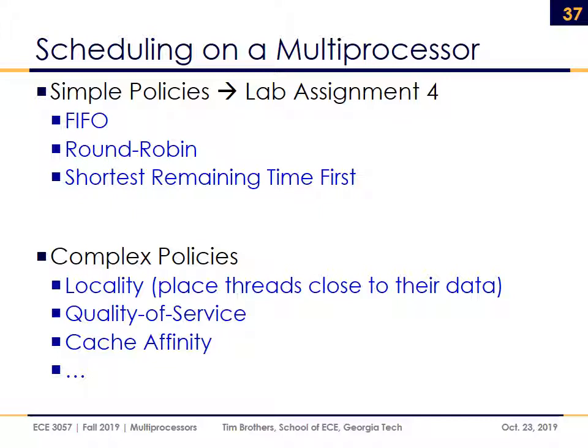Complex policies, locality, place threads close to their data. We haven't even started to talk about the actual physical locality, but as you start to get bigger and bigger and bigger systems, especially systems that are distributed across a data center, for instance, where the physical data might be stored in one place and the CPUs might be in another, how do we start to allocate resources to put them at their highest probability of getting the data in the least amount of time? Quality of service, cache affinity, all these things are making sure that the data is ready when it needs to be.